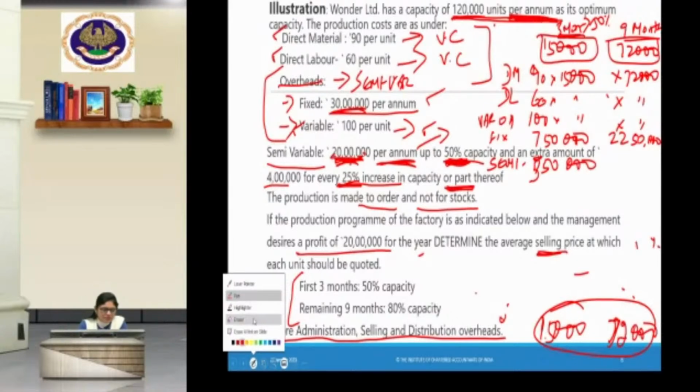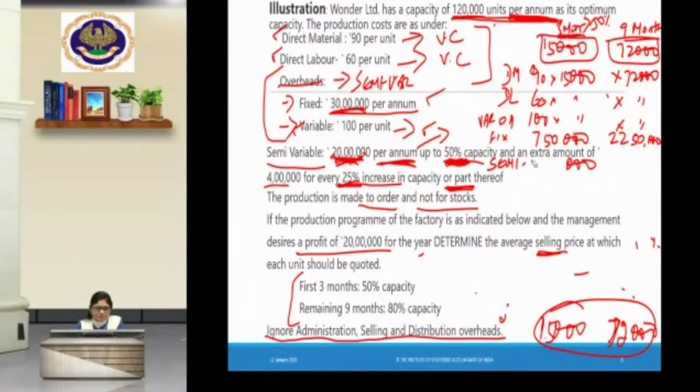Let me just erase it for you. So 20 lakh for 3 months will come out to be 5 lakh. Only 20 lakh per annum will be applicable up to 50% capacity, because in the first 3 months we are using 50% capacity, but 20 lakh is per annum. Calculate it for 3 months, it comes out to 5 lakh.